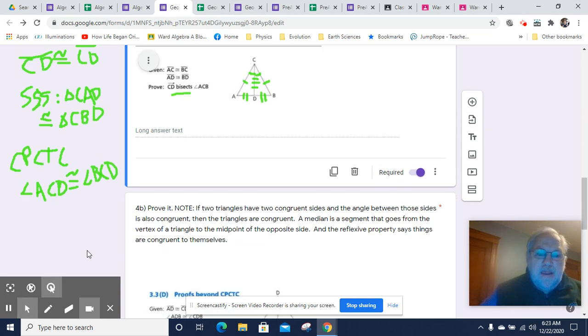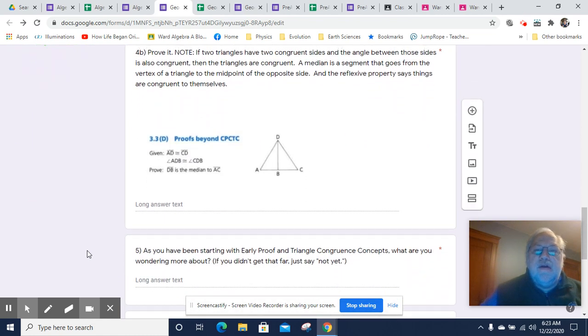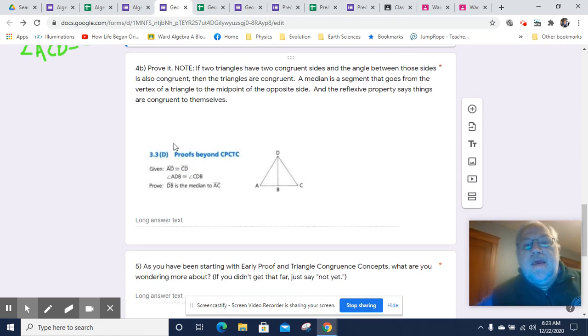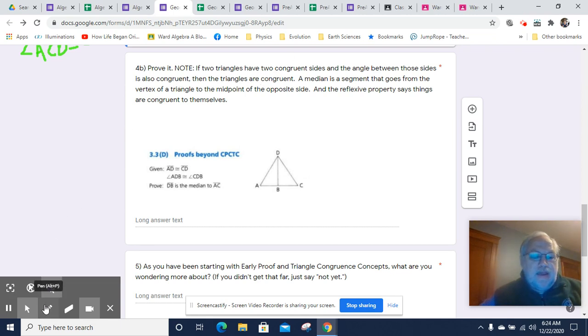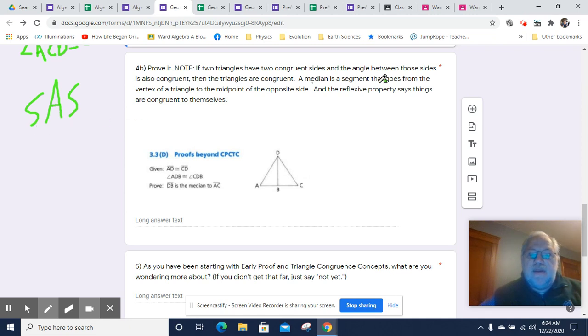Okay, we have two triangles here. And here's the information you need to remember. If two triangles have two congruent sides and the angle between those sides, which we call the included angle, is also congruent, then the triangles are congruent. We call that side, angle, side. That means two sides are congruent and the angle in between.